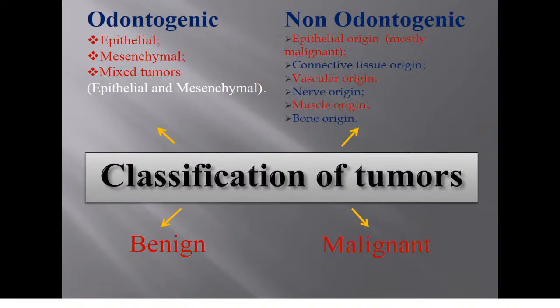All benign tumors tend to remain localized at the site of origin. Many benign tumors are enclosed by a capsule consisting of connective tissue derived from the structures immediately surrounding the tumor.